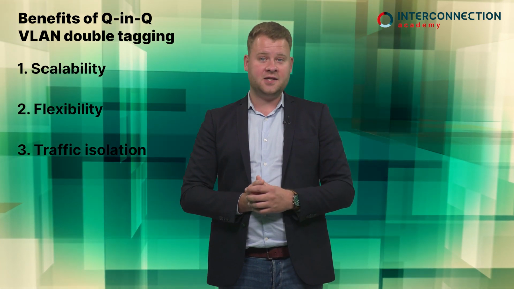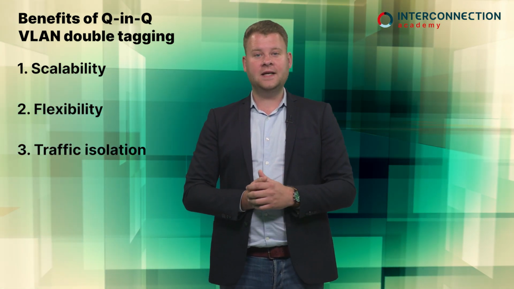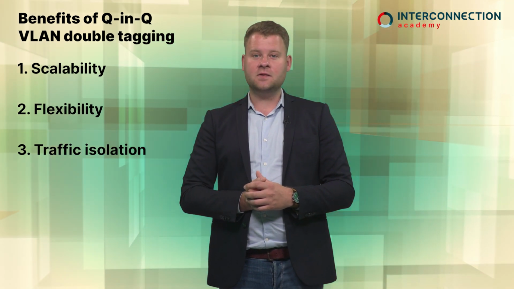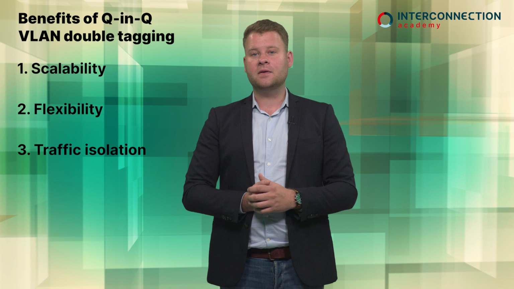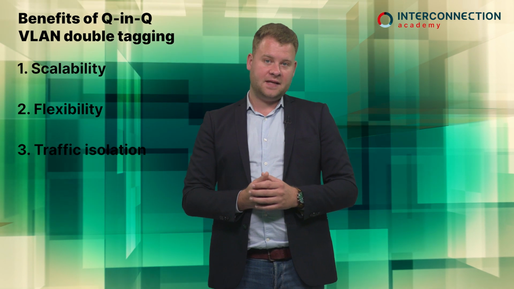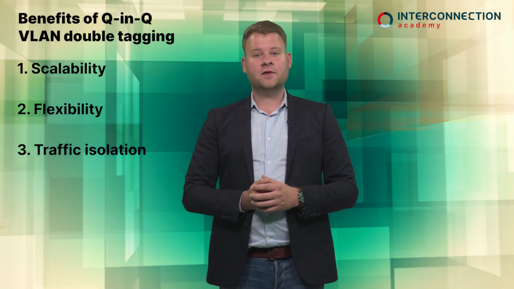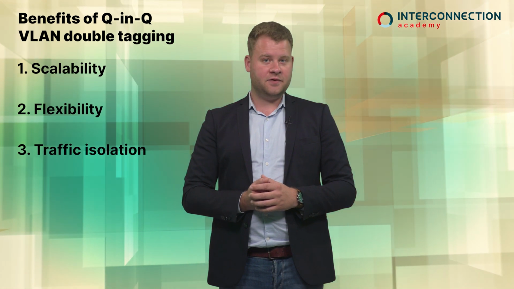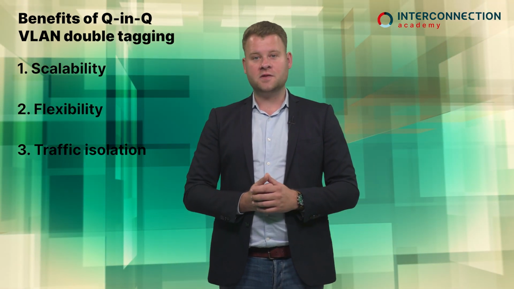Third, traffic isolation. Q-in-Q VLAN double tagging takes traffic isolation and security up a notch. Each inner VLAN represents a separate logical network, ensuring isolation between different customers, departments, or services. This acts as a safeguard against unauthorized access to sensitive information, and it reduces the risk of network attacks. Your data is safe and sound.